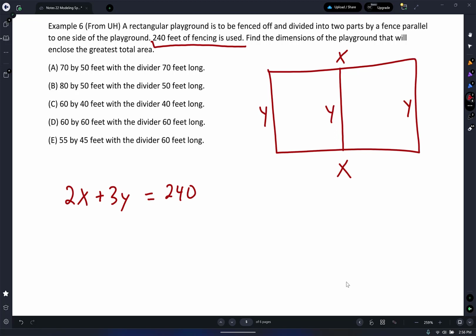Are we okay? Now, what are they trying to maximize? Are they trying to maximize the area? Yeah, find the dimensions of the playground that will enclose the greatest total area. They're trying to maximize the area. So how do I find the area of a rectangle? Perfect. A equals x times y, that gets you the most area. It doesn't matter where you put the divider. Cool or not cool? Cool.